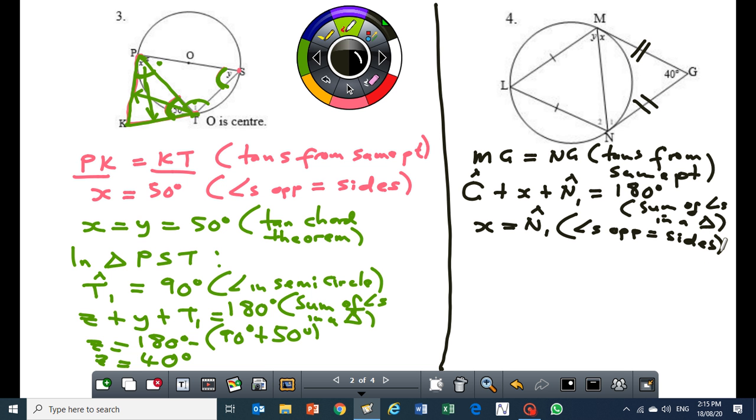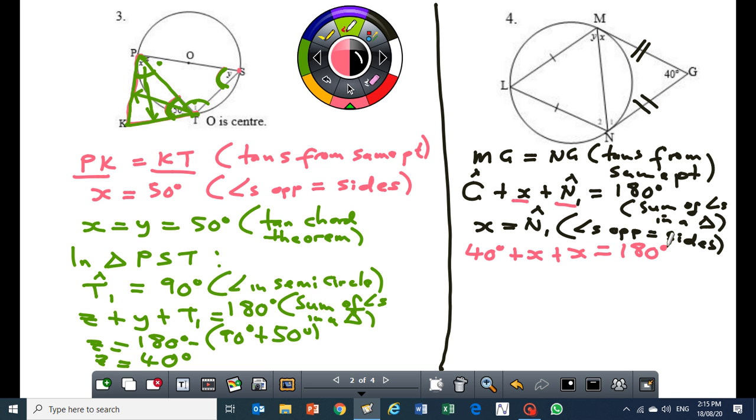Okay, so what this means is that where there is X here, I can put N1, or where there is N1 here, I can put X. But since I want to determine X, I'm going to put X where there is N1. If I do that, where there is G here, I'll put 40 degrees. Where there is X, I'll put X. Where there is N1, I can put X there. And that's equal to 180 degrees.